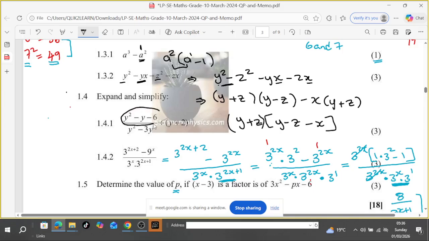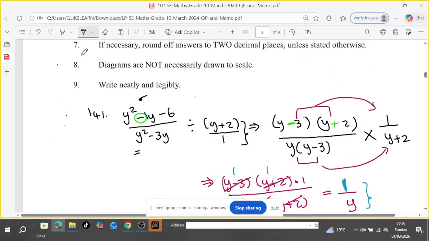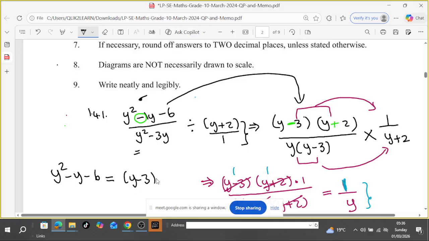y squared minus y minus 6. So we worked on this question on top. Okay? So look at this. We factorized this and wrote it in that form. So this tells me that the y squared minus y minus 6, when we factorize it, it's y minus 3 into y plus 2. So when they say y minus 3, it's a factor of this. This is what they are referring to. So y minus 3, it's a factor of that equation.